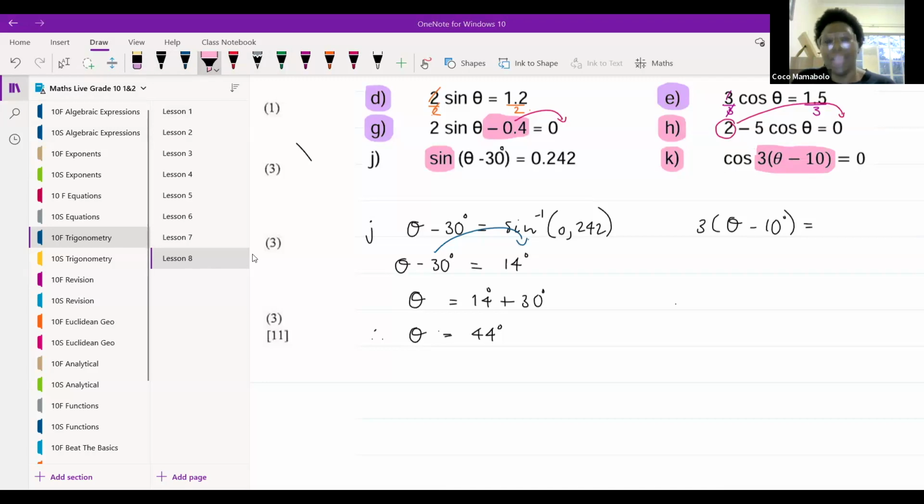Yes, Palesa, absolutely. We're going to take arc cos of 0. So we're going to get 3 multiplied by theta minus 10 is equal to arc cos of the thing that we have on this side, which is 0. It's going to give us an answer, guys. Arc cos of 0 is 90 degrees. So we're going to get 3 times theta minus 10 is equal to 90 degrees.